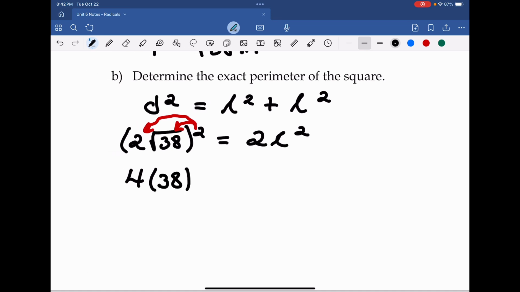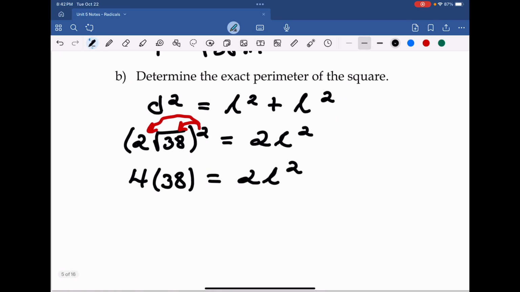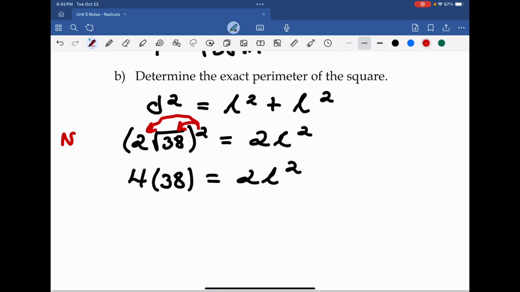And if you're unsure about this rule being applied here, you may want to note this off to the side. If I take the square root of some number, let's call it x in this case, and I raise it to the 2 power, we know that a square root and a square are opposite operations. Therefore, this is simply just going to be equal to whatever the radicand is. In this case, that's 38.